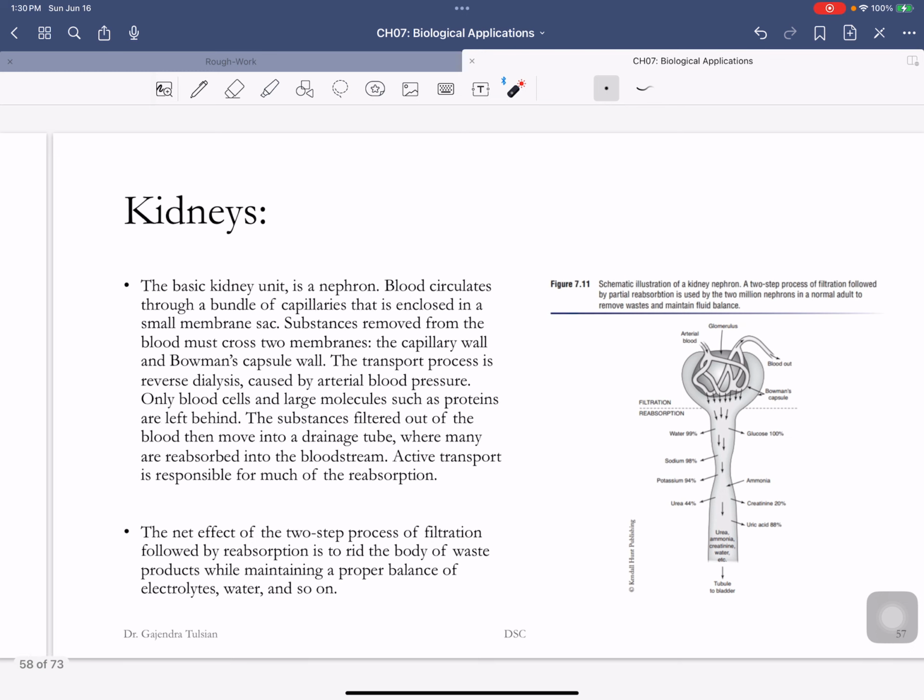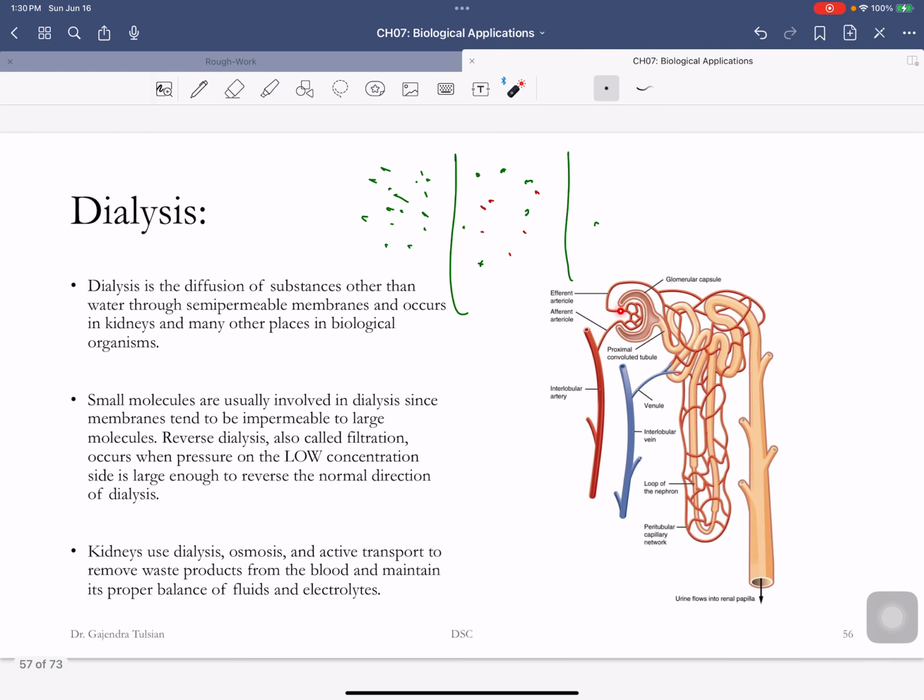So again, to push out the waste, you're pushing out the good stuff as well. And then you have to reabsorb the good stuff. The waste is the red stuff, the good stuff is the green stuff. Your goal is to push out the waste, but you're pushing out the good stuff as well, and then the good stuff has to be reabsorbed.